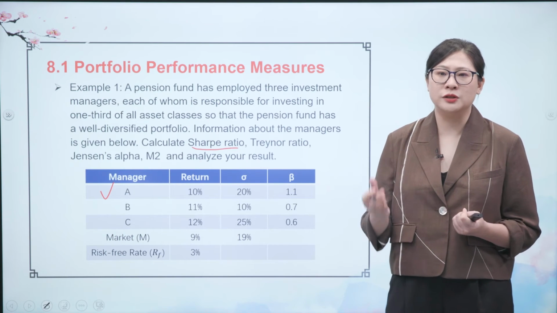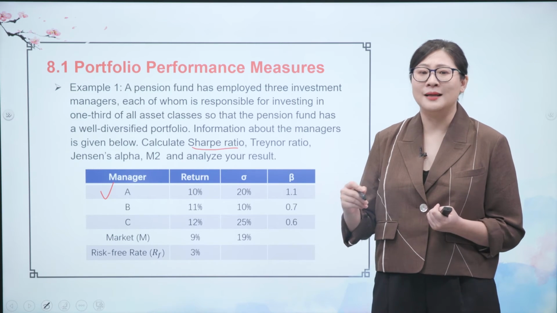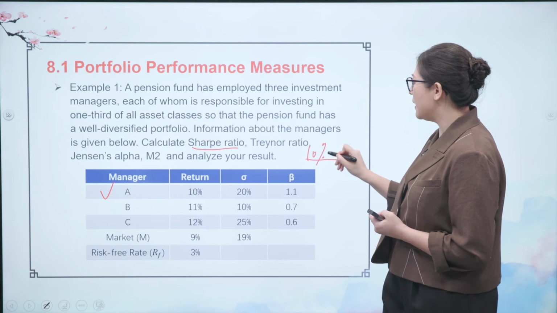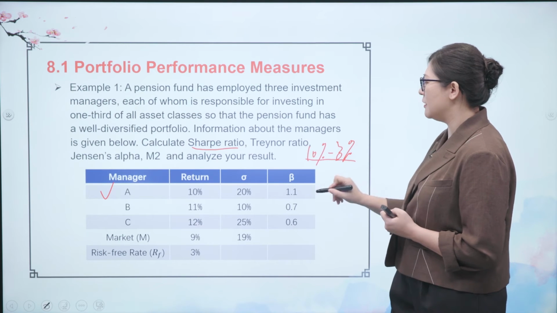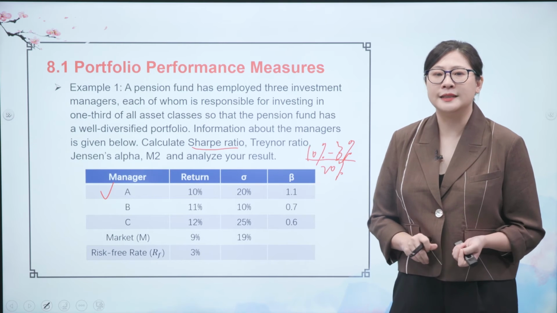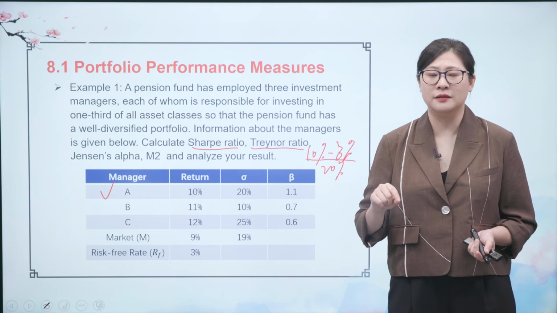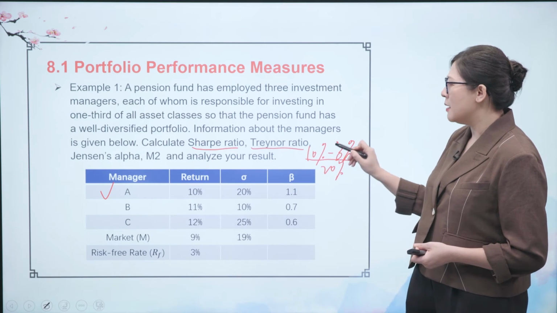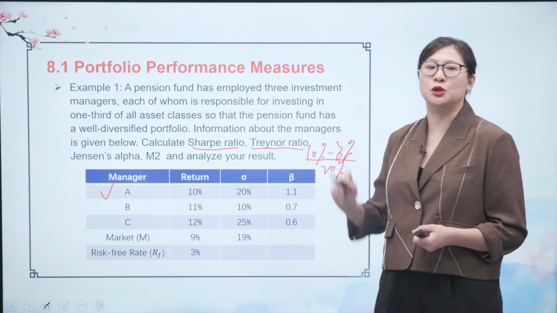The Sharpe ratio equals Rp minus Rf divided by sigma. Rp is 10% minus Rf, which is 3%, and then you divide by 20%. That's the Sharpe ratio. The second one is the Treynor ratio. The Treynor ratio equals Rp minus Rf divided by beta P. So here we use 10% minus 3% divided by 1.1. That is the Treynor ratio.